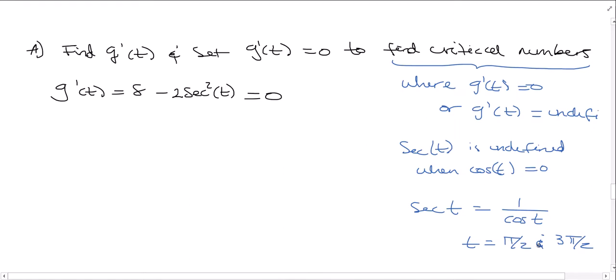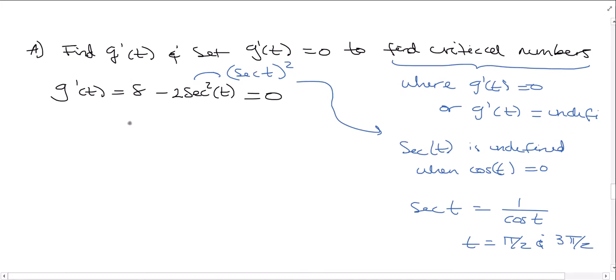So these are going to be critical numbers because that's where secant is undefined, right? Secant squared is really secant of t and then quantity squared. So it's really wherever secant is undefined. So those are going to be critical numbers. And then now let's solve for the ones where the derivative is 0. So pi over 2 and 3 pi over 2 are where the derivative is undefined because secant is undefined there.